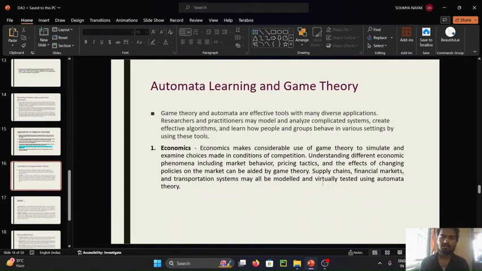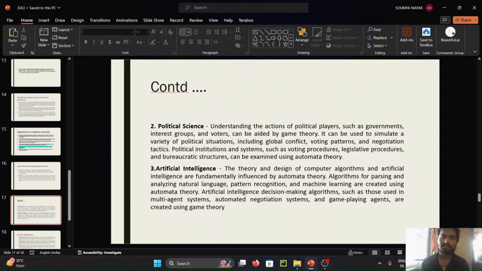So now, what is automata learning in game theory? Briefly, we are telling how automata and game theory can be adapted to different sections. Majorly, you can give the example of three sections here: the economic section, political section, and artificial intelligence section. How it can be modified and applied into these sections.